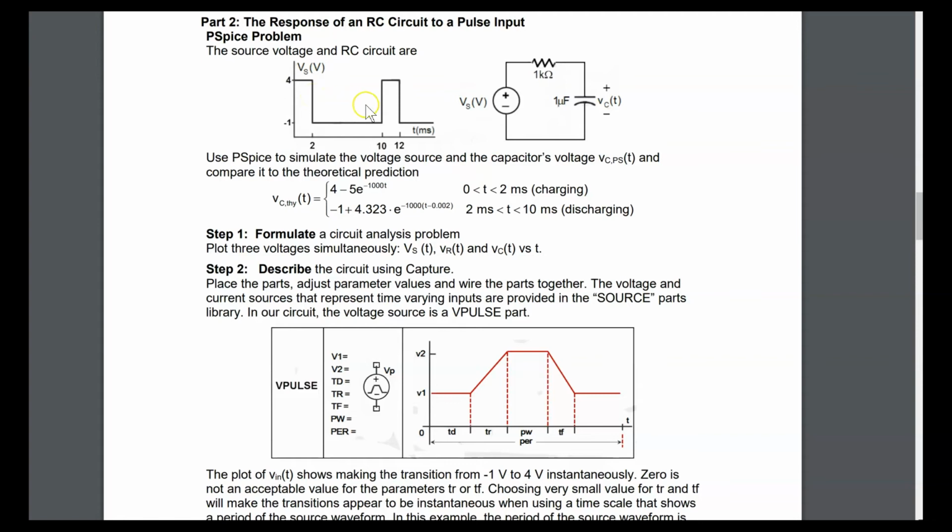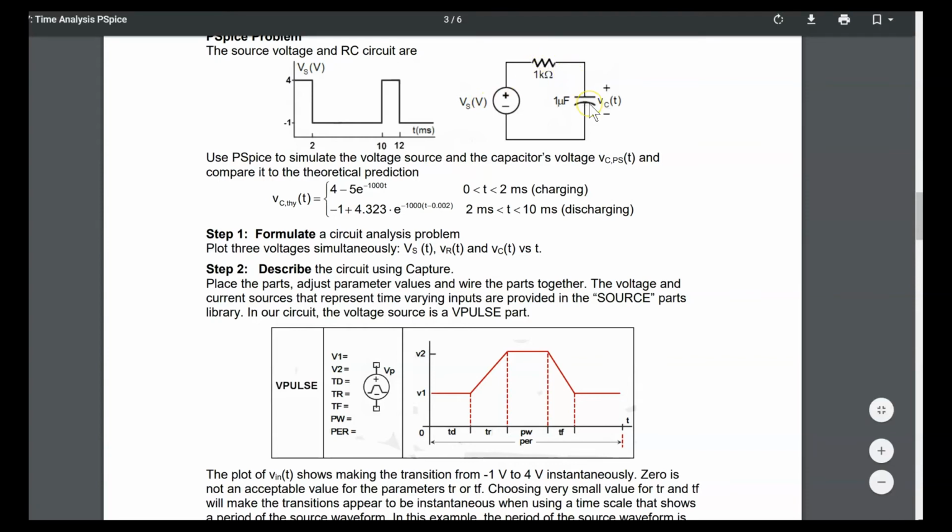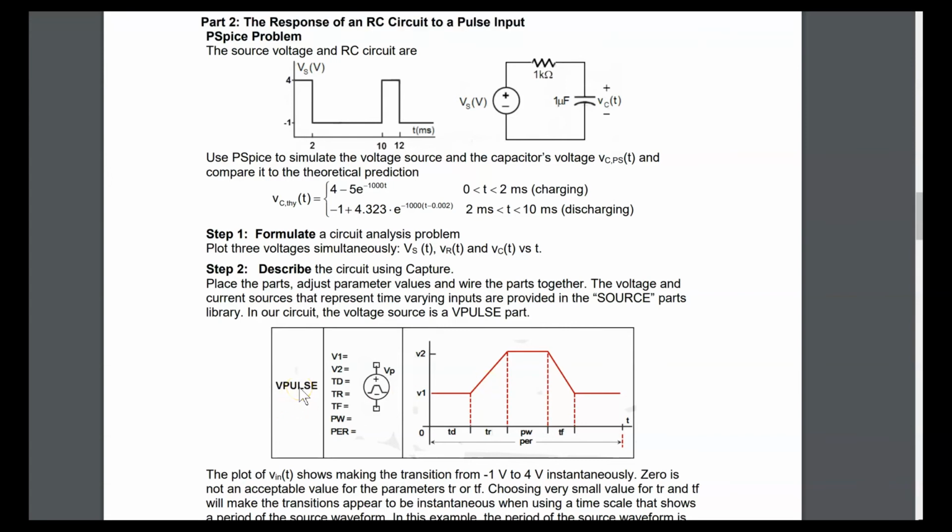So what we're doing here is that we're going to use this voltage source to act on this resistor and this capacitor. So the first thing that we got to do here is that we need to look at this voltage source that we have to create. So this is V pulse, and you could see that V1 and V2 represent the bottom of the pulse and the top of the pulse. TD is the time delay, so we're going to set that equal to 0 because we want that thing to start at 0.